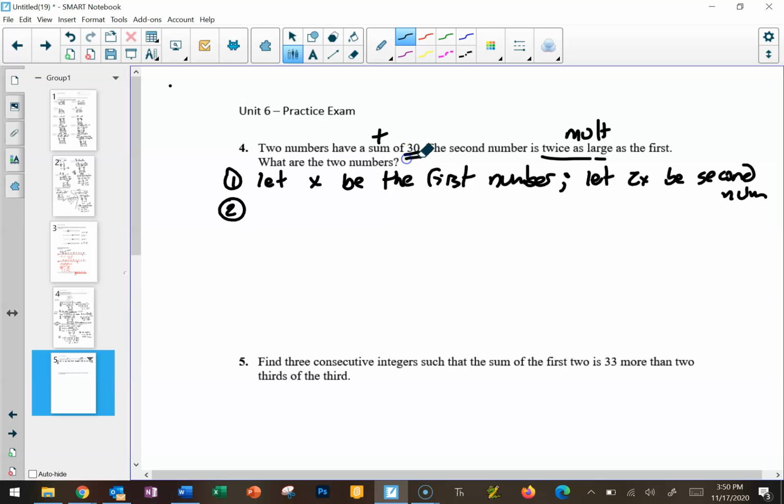Now let's use this 30 part, okay? So two numbers have a sum of 30, which means that x plus 2x, so the first number plus the second number, must equal 30. So this is really simple now. X plus 2x is just going to be 3x equals 30, and then we need to divide by 3, and we're left with x equals 10.